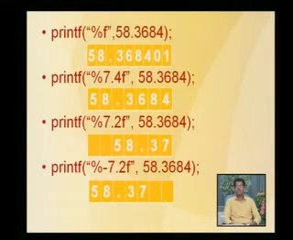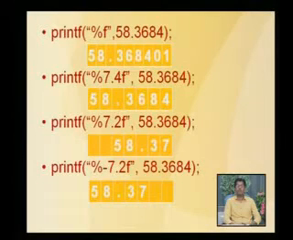Now in place of this, if I put 5.4f with 58.3684, 5.4f indicates that the block size is only 5. First you will store 58 and the point, so 3 are already occupied, and after that only 2 values are allowed, so that will print only 58.36. Now 36 is automatically rounded to 37, because after the 6 we have the value 8.